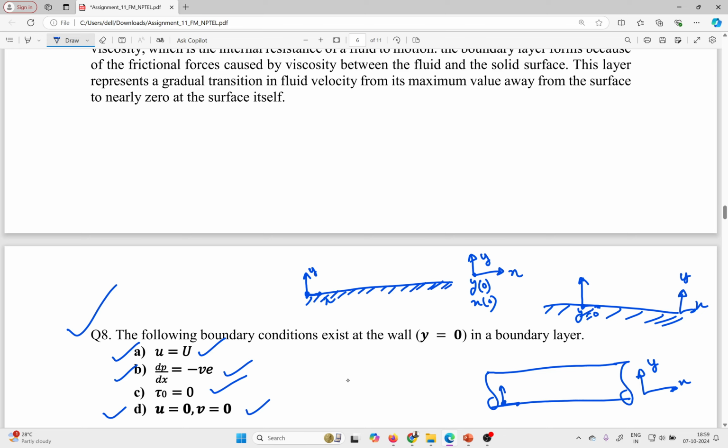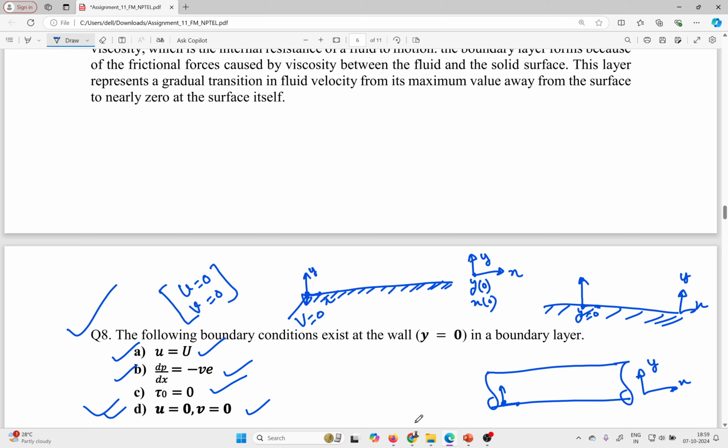this is about the question. The following boundary condition exists at the wall in the boundary layer, means at the boundary layer you know already due to the no slip condition your velocity will be 0. Velocity will be 0 means what? All three direction velocity. If flow is three dimensional, all three dimensions. If flow is two dimensional, then all your 2D velocity will be 0. So your option D will be correct for question number 8. Remember please.